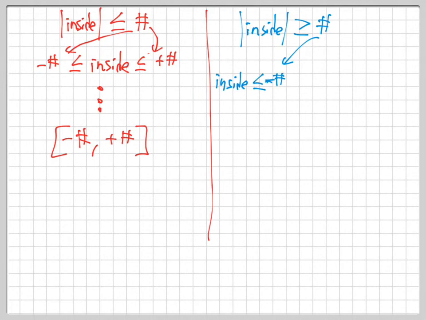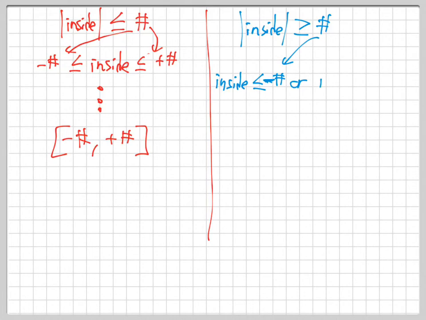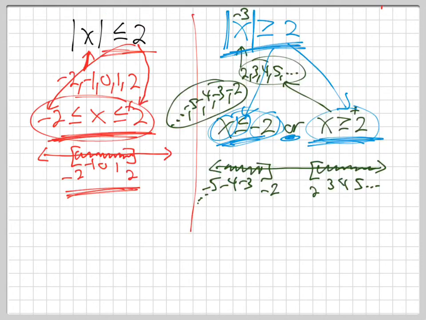Inside smaller than the negative number. Or, what's on the right side? The inside greater than the positive number. Inside greater than or equal to the positive number. And then you solve this, and you solve that, and what do you end up with? Negative infinity, comma, a number, or a number, oh, this should be a bracket, my mistake, comma, infinity. Why? Where's that coming from?